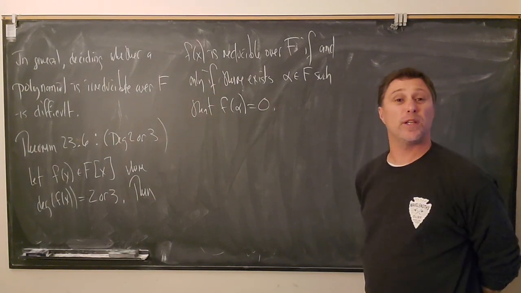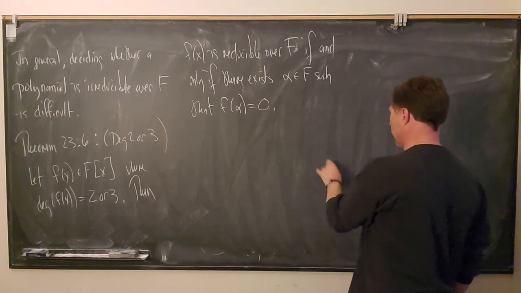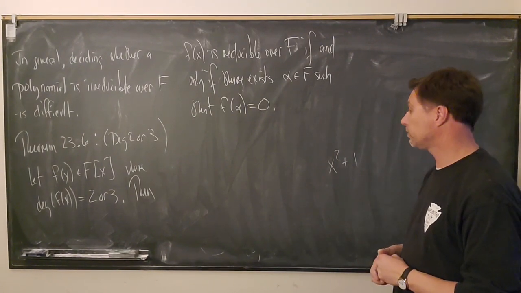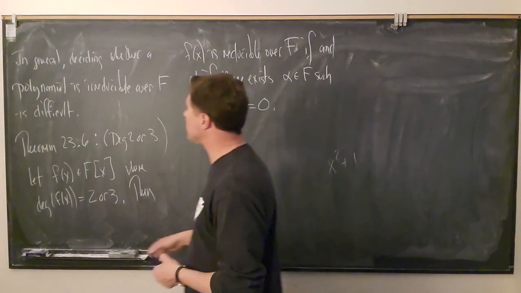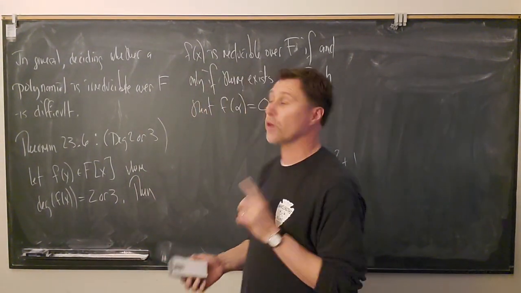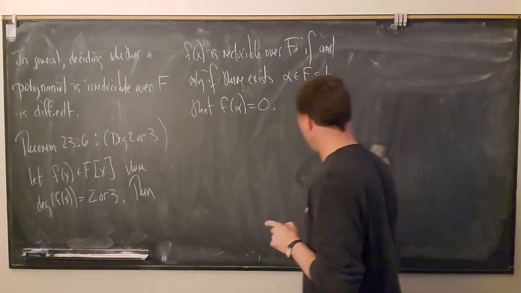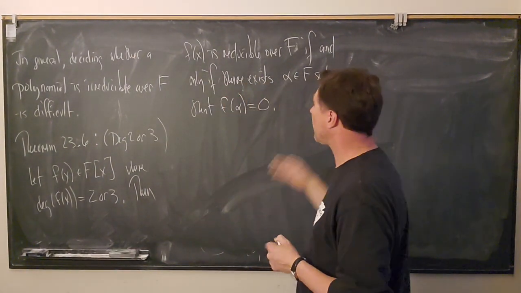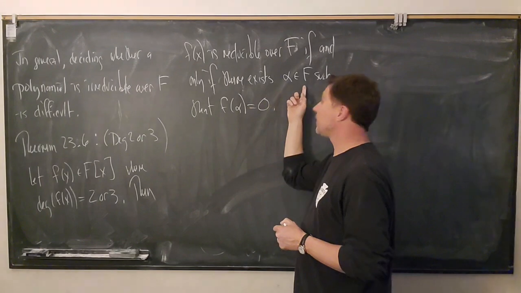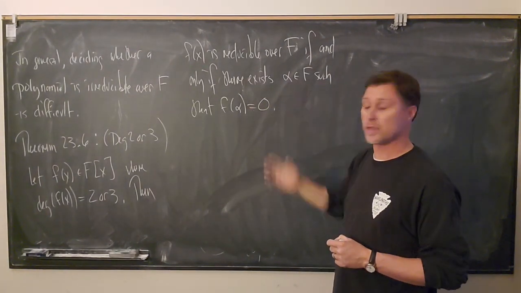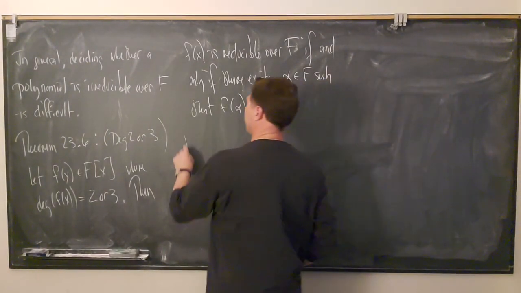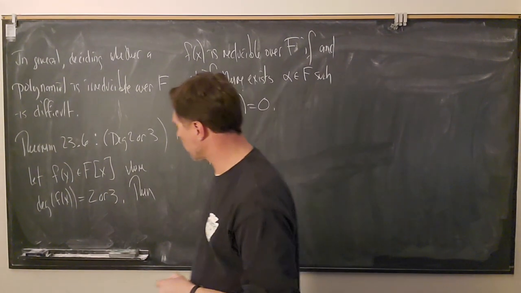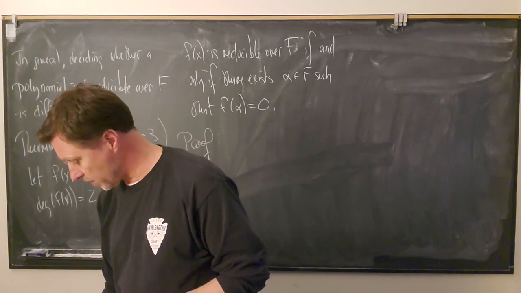This is what I was alluding to a minute ago when I was looking at x squared plus 1 and working over Z3. So what this says is if you have a polynomial of degree 2 or 3, then you can factor it. It is reducible over F if and only if there's a root living in F. Right? So if and only if there's a 0. Now this only works for degree 2 or 3.